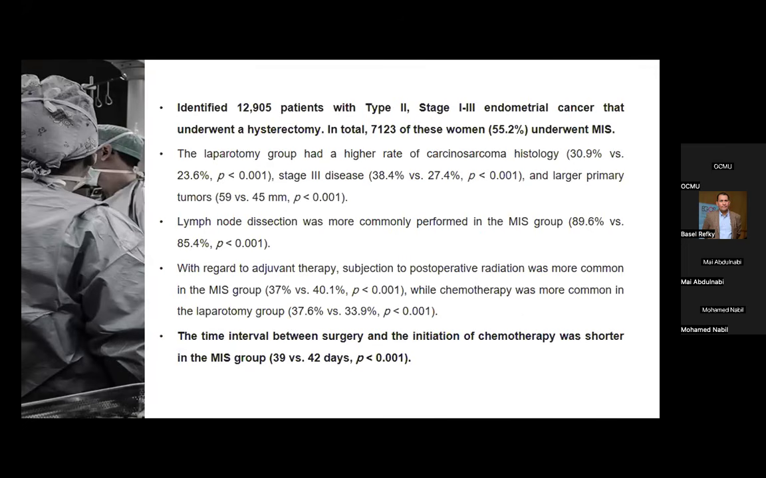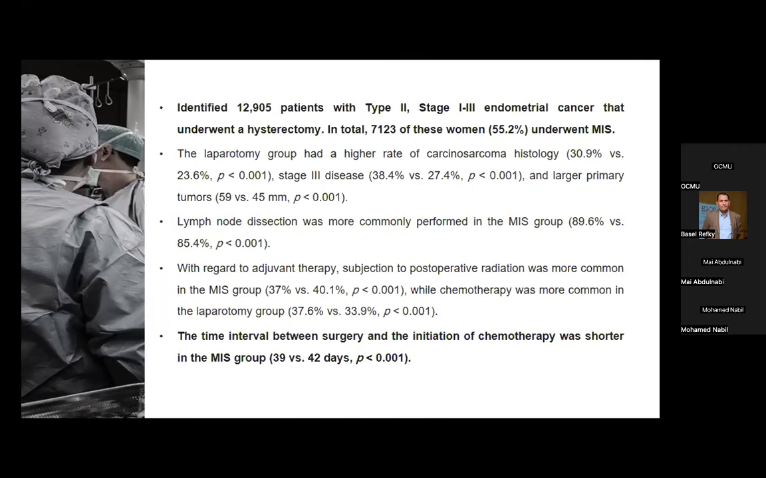They found that the laparotomy group had a higher rate of carcinosarcoma histology, stage 3 disease, and larger primary tumors. So the laparotomy group were a little bit more advanced, okay? The lymph node dissection was more commonly performed in the minimally invasive group. With regard to adjuvant therapy, postoperative radiation was more common in minimally invasive, while chemo was more common in the laparotomy group. That means also the patients who underwent laparotomy were a little bit more advanced than the patients who underwent minimally invasive surgery.